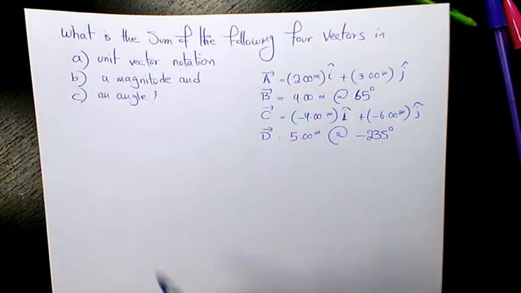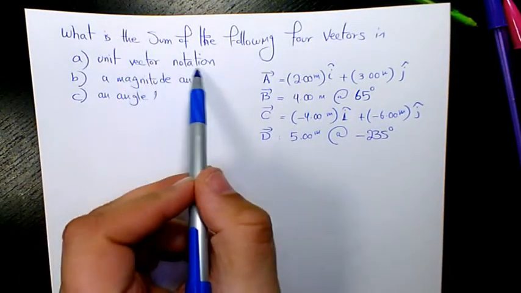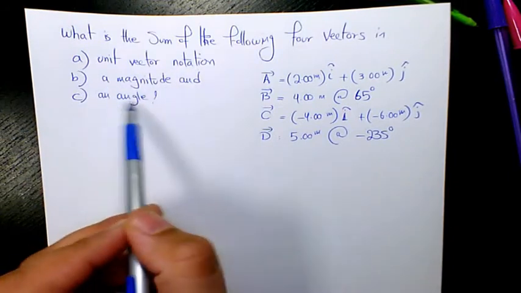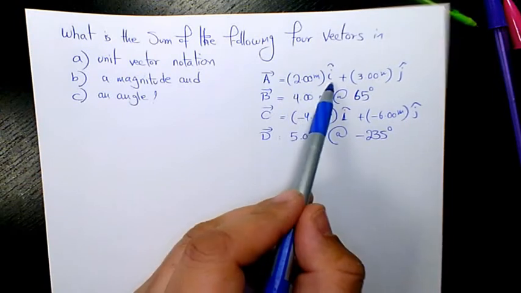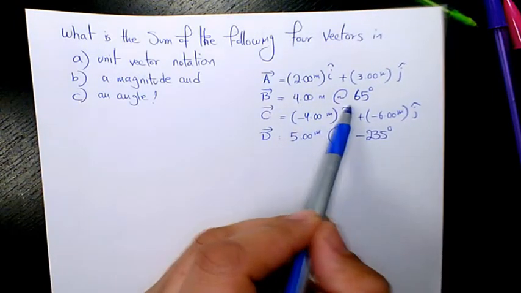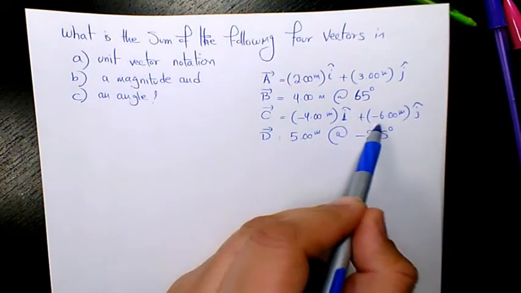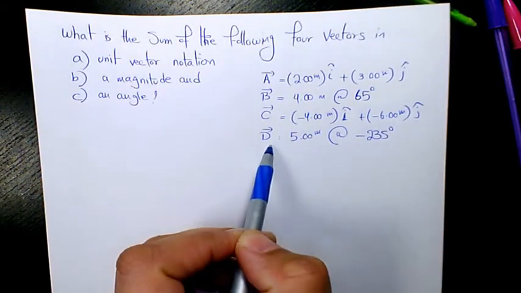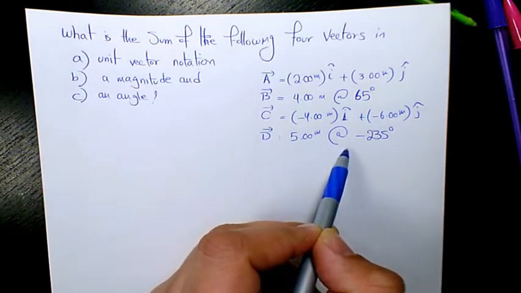In this example, what is the sum of the following four vectors in unit vector notation? What is the magnitude and what is the angle? The four vectors we have are A is 2i plus 3j, B is 4 meters at 65 degrees, C is negative 4i negative 6j, and D is 5 meters at negative 235 degrees.